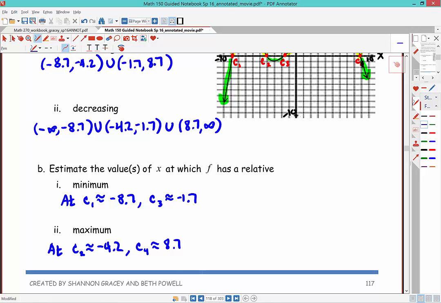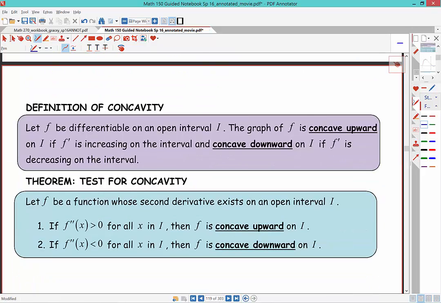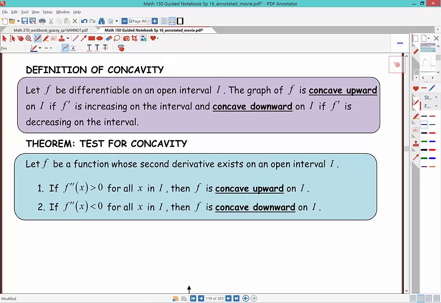Great, awesome. Okay, you feel all warmed up? Very good. All right, so now we get into concavity, right? So the definition for concavity, again, you have to have your function be differentiable on some open interval. And it turns out that the graph of f is concave upward on that interval if the derivative is increasing, and concave downward if the derivative is decreasing on the interval. So concavity measures the curvature of the graph, or lets us know when there's curvature.